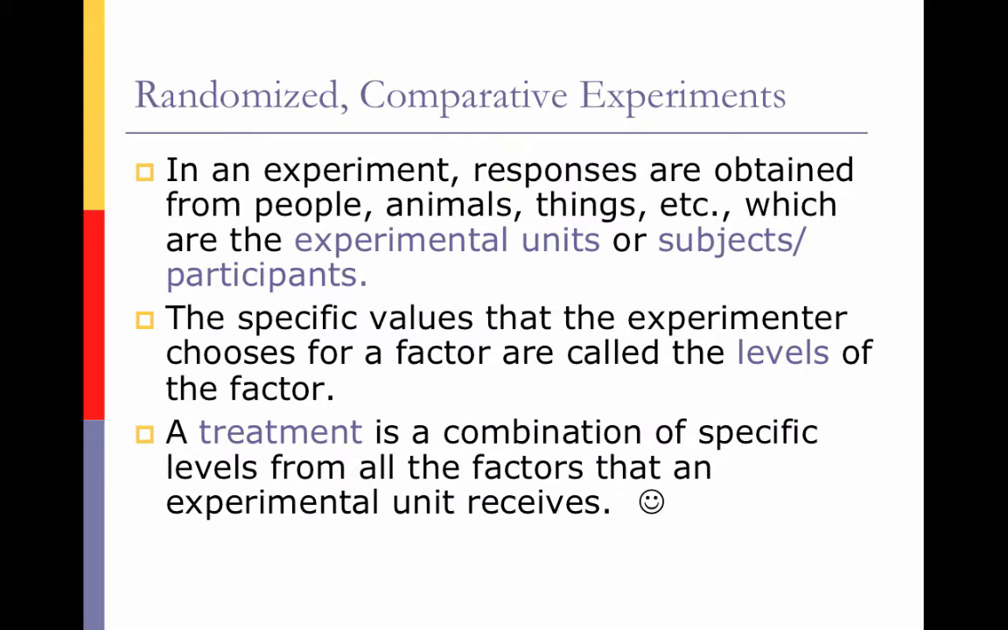A treatment is the combination of specific levels from all the factors that an experimental unit receives. So sometimes an experiment will have more than one factor. Maybe they're testing the medication as well as how lighting affects it. Then we have two factors, and so a combination of the different levels, low light or natural light or fluorescent light, how those affect the headache as well, paired with the medication. So a treatment group is going to be the combination of the different levels for the different factors.